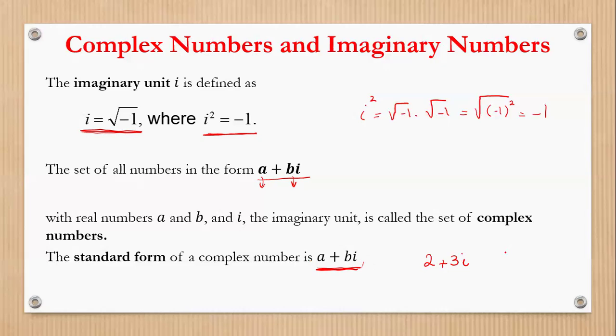So if we have a complex number written in a form like, for example, 2i plus 1, we always need to change it into the standard form, which is 1 plus 2i. So the real part, which has no i, must come first, and then the imaginary part.